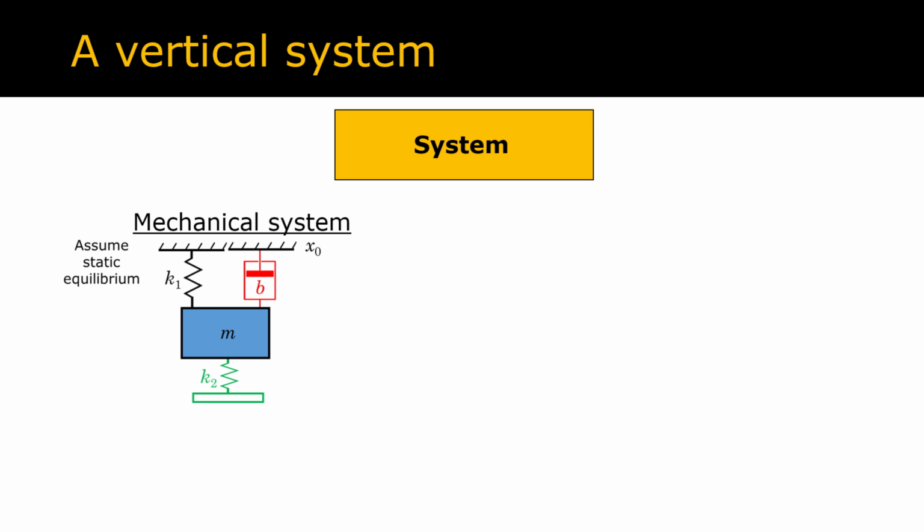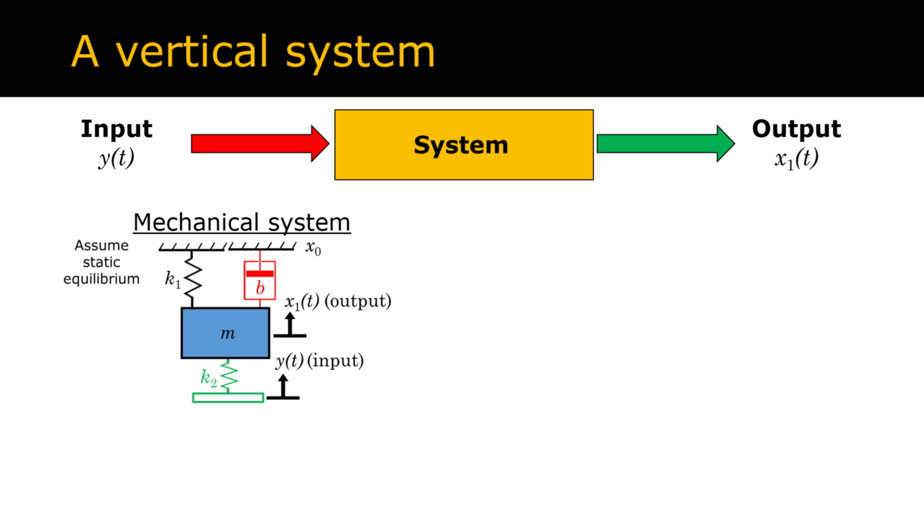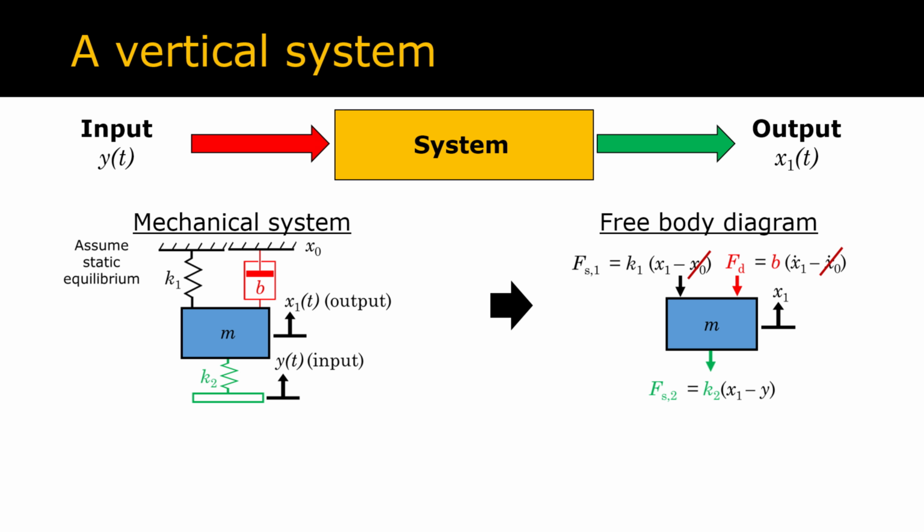This means that gravity is already taken into account. Now this system has a displacement input, y of t, at the movable platform, and the system has an output, x sub 1 of t. Now that we've sketched this mechanical system, we can now draw the free body diagram.